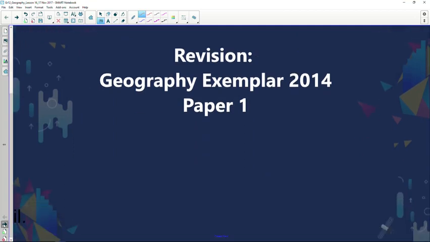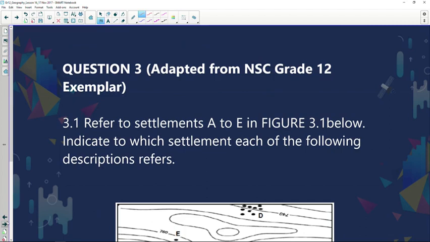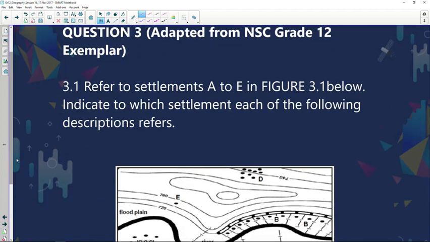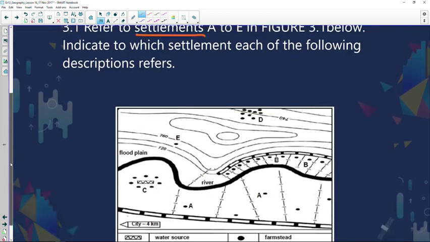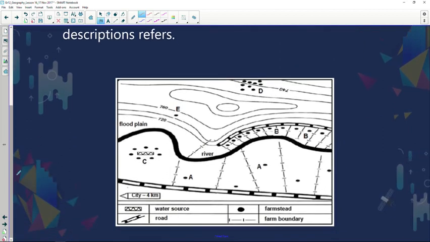Question number 3. Question 3.1 refers to a settlement. Let's just quickly have a look at settlement. It's where people live. And if we look at the diagram, the figure that's over here, what do we see? Look at the keys that are being indicated over there. Our first key is a water source. As you can see over there, I'm just going to use my color pen, a water source over there. Then our second key is the black dots, a farmstead. It's where people live on their farms.